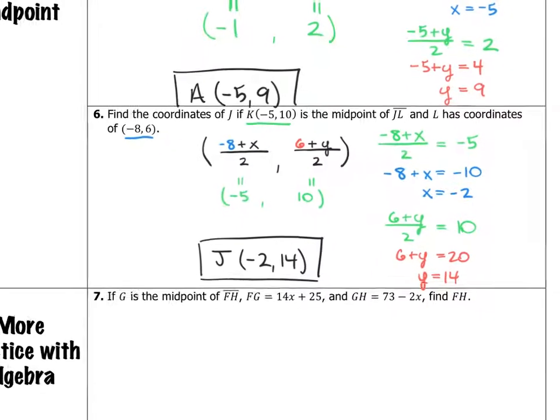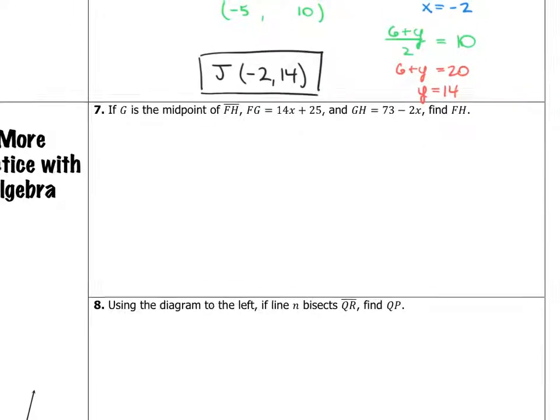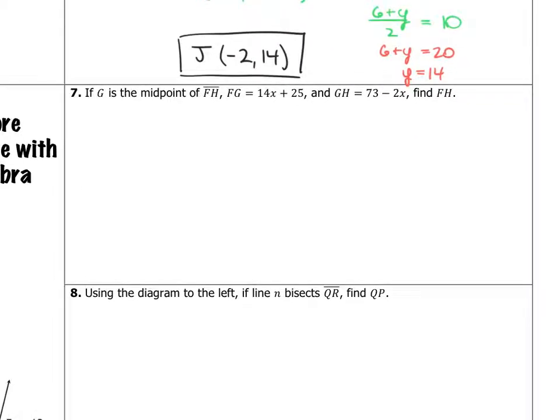Okay, a couple more examples. This time we're going to use some algebra, well, even more algebra, to help us out. Number 7, it says if G is the midpoint of segment FH, FG is equal to 14x plus 25, and GH is equal to 73 minus 2x, find FH. That is a lot of information there. What's going to be very useful for you here is to draw a diagram.